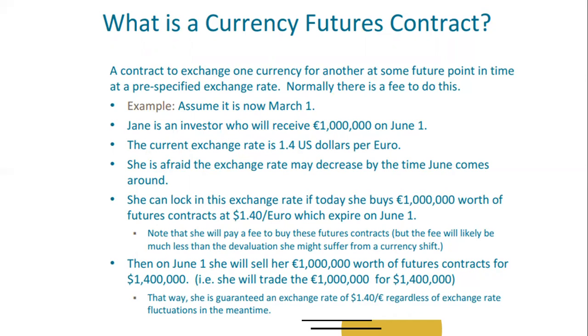So let me give you an example of a situation where, let's say, there's a lady Jane, and she basically knows that she's going to receive 1 million euros on June 1st. Now, she is really excited about receiving this 1 million euro amount because she had invested her money, and she decides that on June 1st she wants to buy some luxury item for 1.4 million dollars. So she has her eye on what she wants to buy.